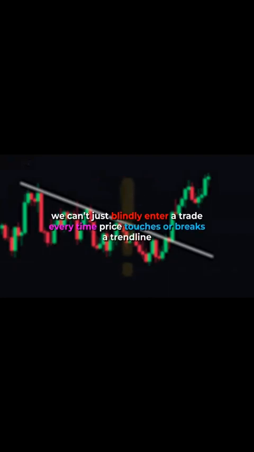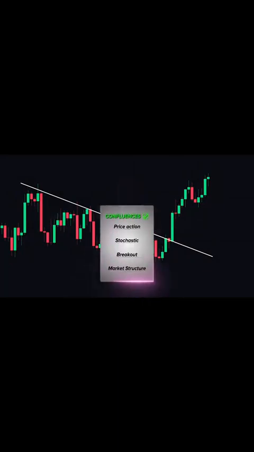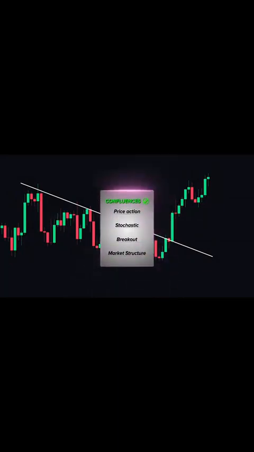But keep in mind, the examples I showed you are just ideal scenarios. In real trading, we can't just blindly enter a trade every time price touches or breaks a trend line, because these patterns rarely work by themselves. We need to combine other concepts, such as price action, to increase our chances of getting successful trades, which we'll get into later in the video.